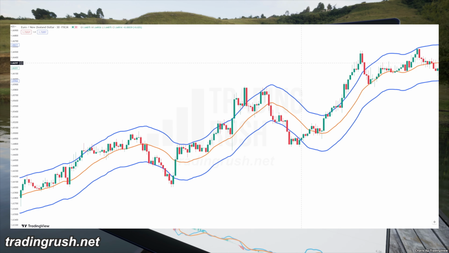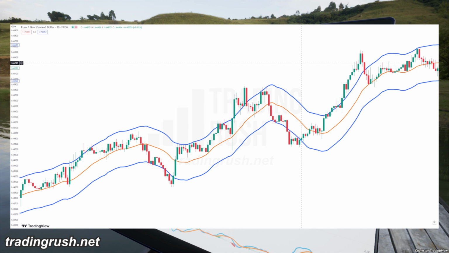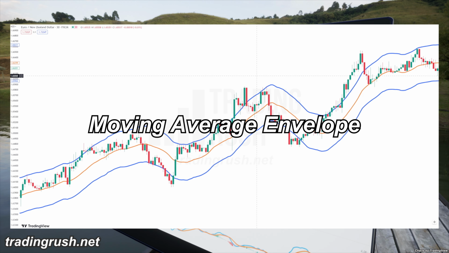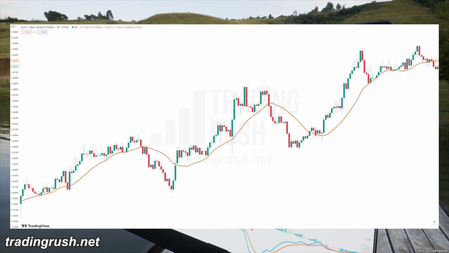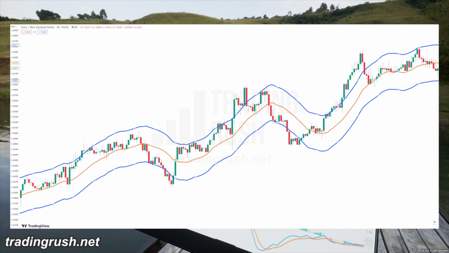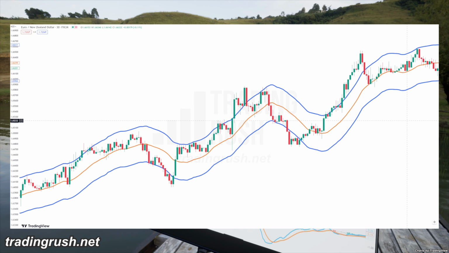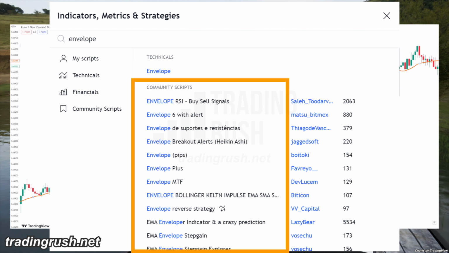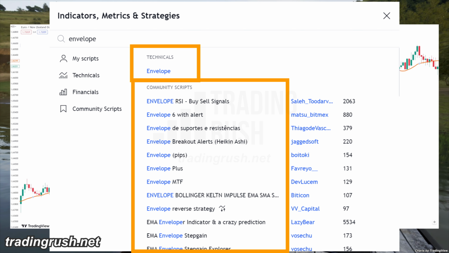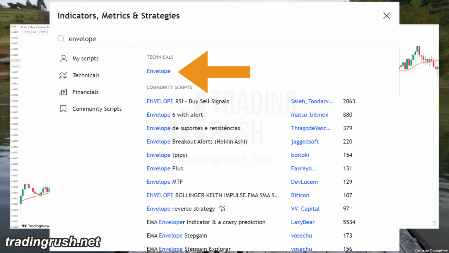This three moving average setup I just described is better known as the moving average envelope. To set this up, you won't need to write any percentage code. You can search for a moving average envelope on TradingView or any other charting platform. On TradingView, you will find different versions of this indicator from users and from TradingView. The one I used was TradingView's inbuilt indicator called Envelope.